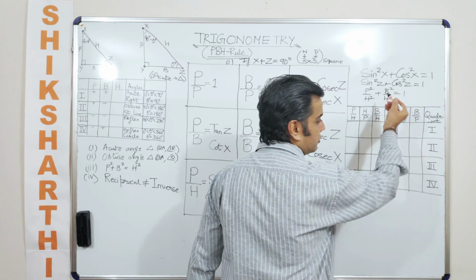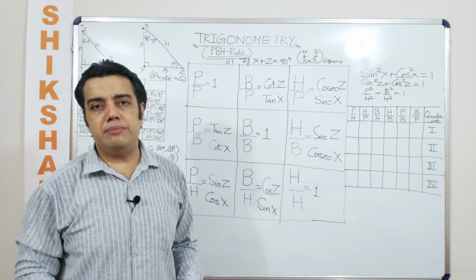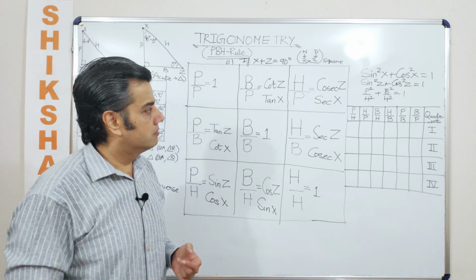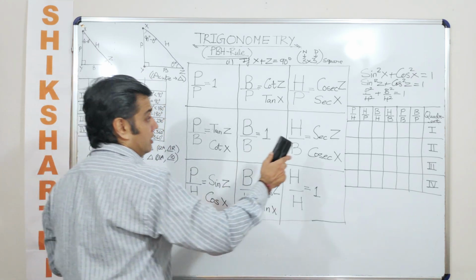And we know p square plus b square is equal to h square. So h square divided by h square gives me a 1. Right? So have I written this correctly? Of course.